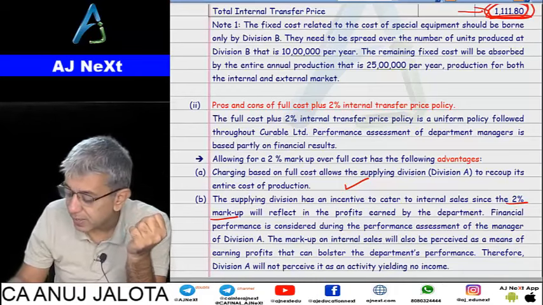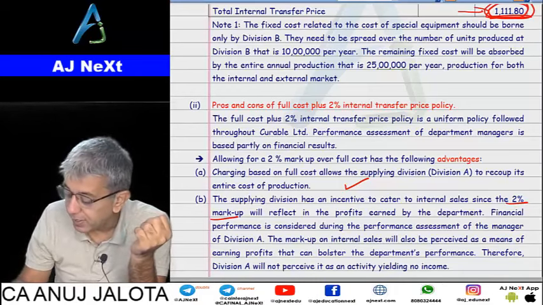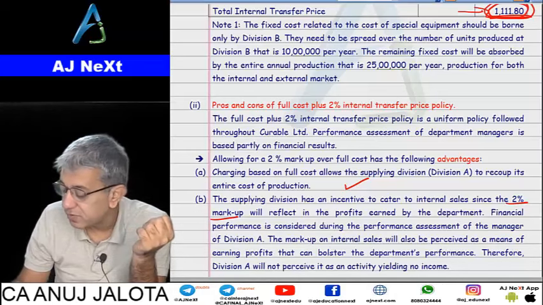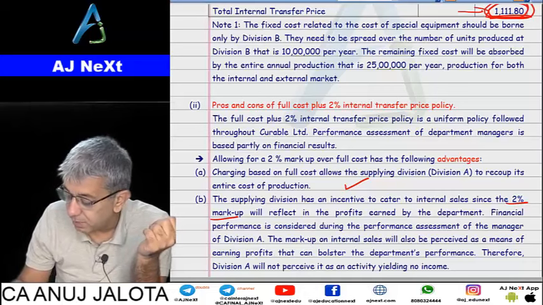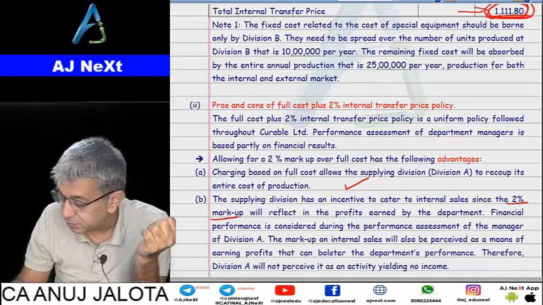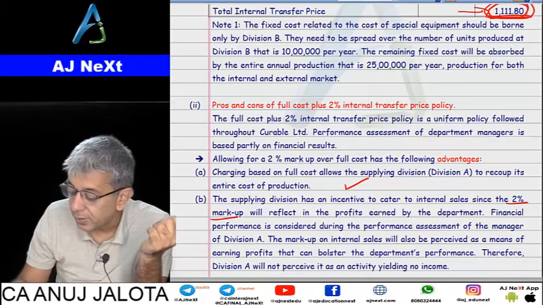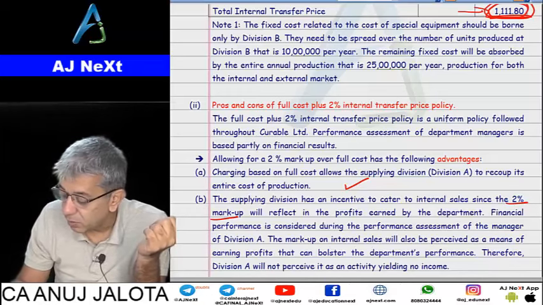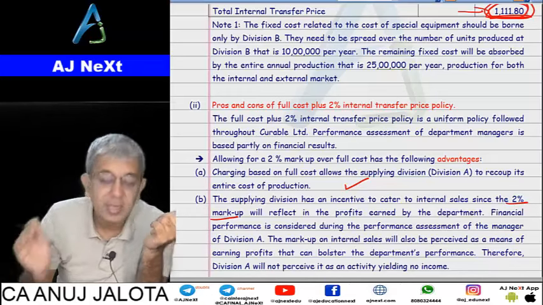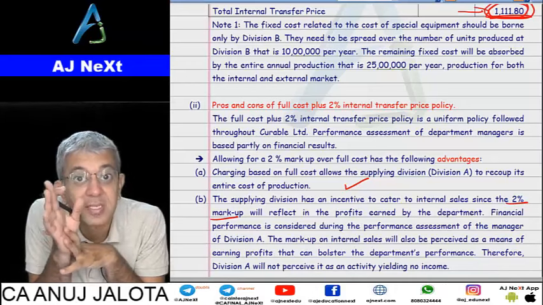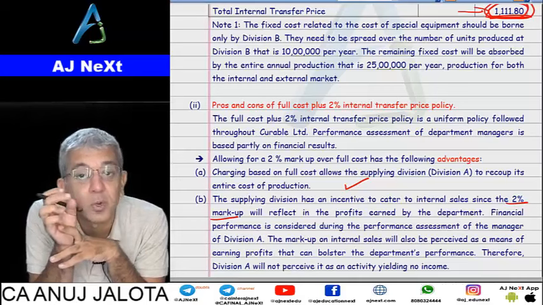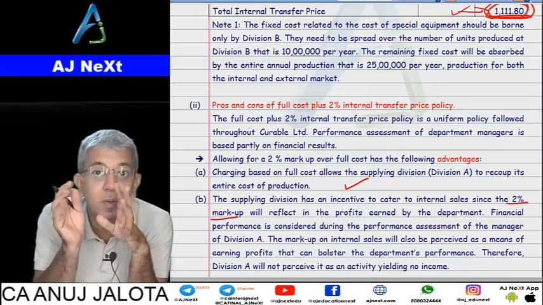1111.8. So if I subtract 1111.8 minus 1050, that comes to 61.8 into 10 lakhs. So this division is going to be paying an extra 618 lakh rupees, because it's going to be paying this figure instead of 1050.